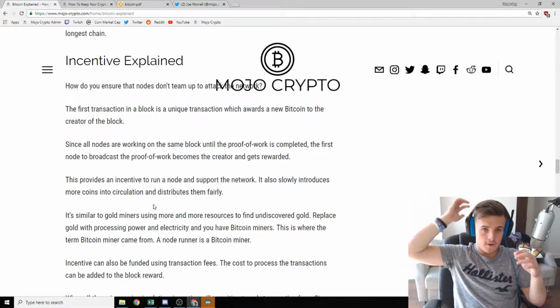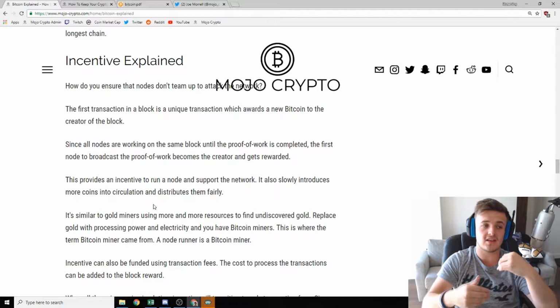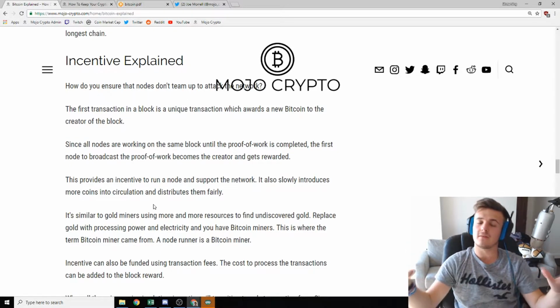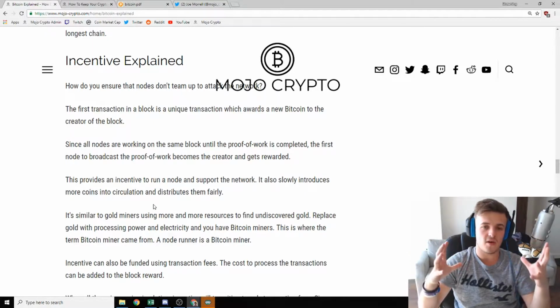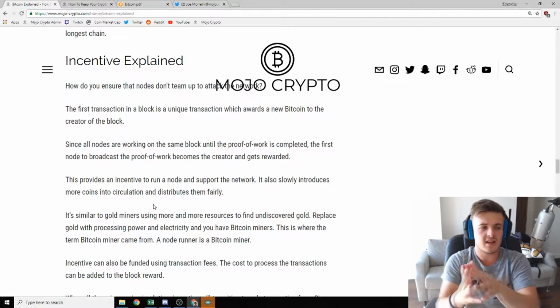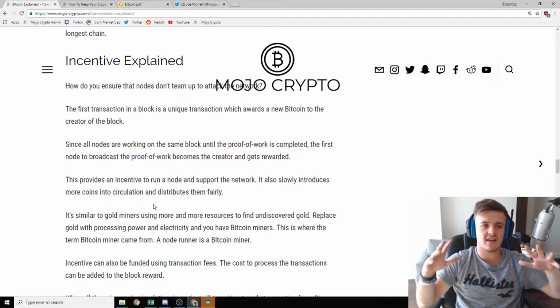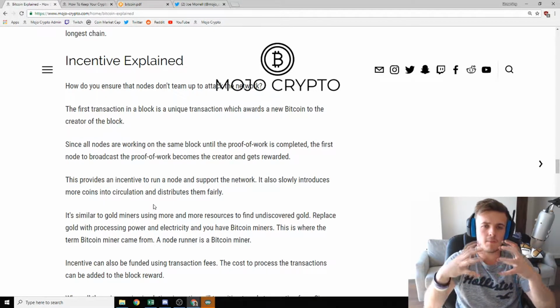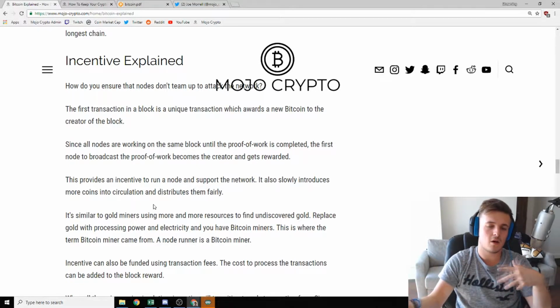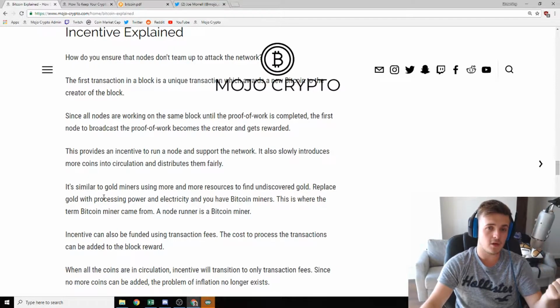Because all of the coins aren't in circulation at the minute, as people are solving these, they're getting rewarded with coins, and this slowly introduces more coins into circulation and distributes them fairly. Compare that to a financial central authority. They would distribute the money unfairly. They'd give it to their mates, to certain people who would follow their rules. It wasn't distributed fairly. Central authorities are a point of weakness. They can just be malicious. So this is a way of distributing Bitcoin to people fairly, and anybody can get their hands on some Bitcoin.